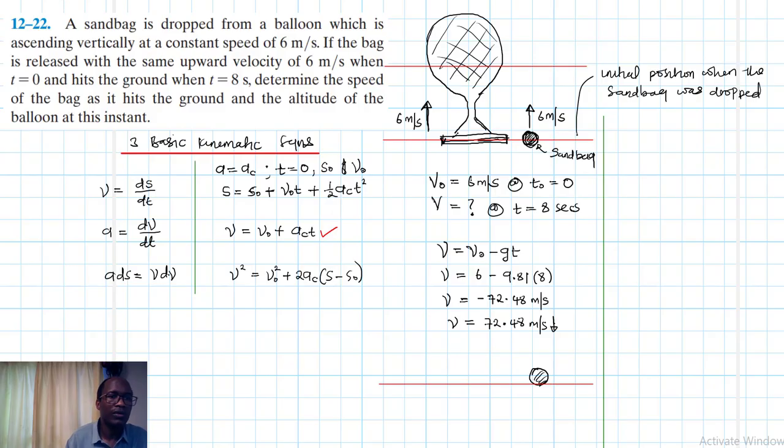So it means we have two positions that we are going to be calculating, right? We have this one at a point when the bag is released, and then we also have this one, okay, when the bag hits the ground. So let's call this H1, and then let's call this H2.